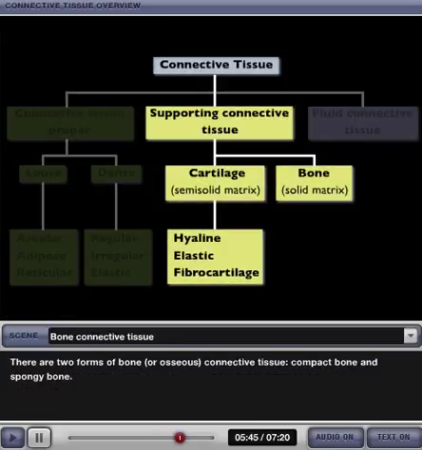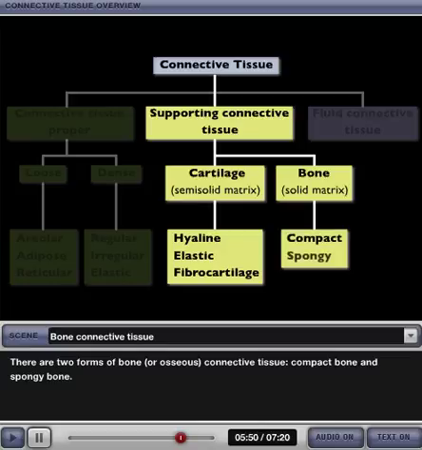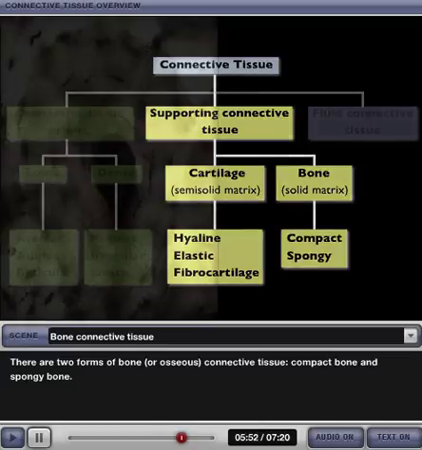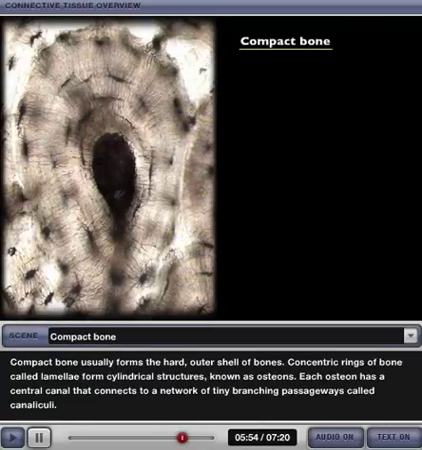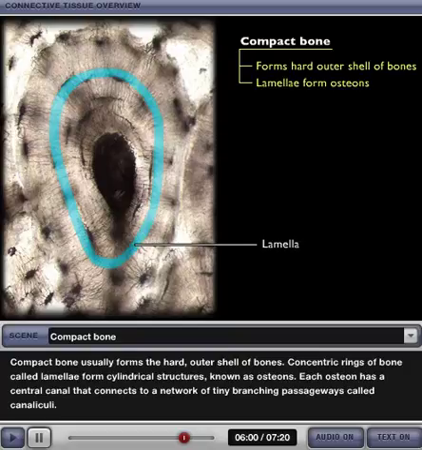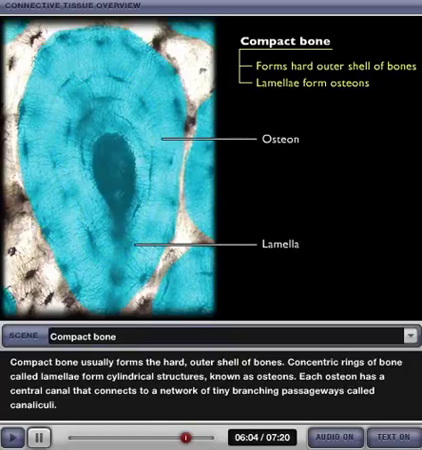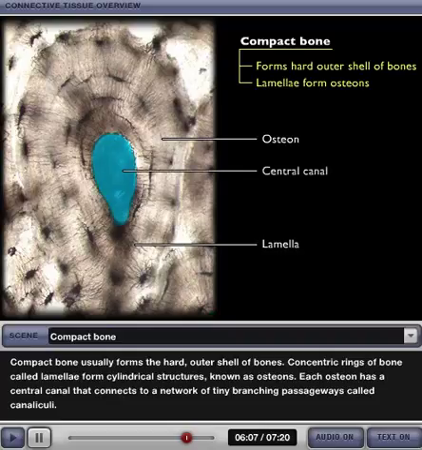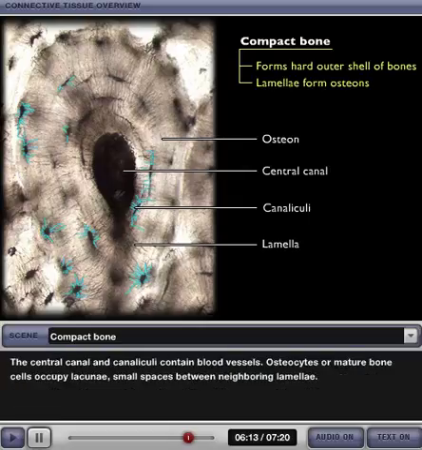There are two forms of bone or osseous connective tissue: compact bone and spongy bone. Compact bone usually forms the hard outer shell of bones. Concentric rings of bone, called lamellae, form cylindrical structures known as osteons. Each osteon has a central canal that connects to a network of tiny branching passageways called canaliculi. The central canal and canaliculi contain blood vessels.